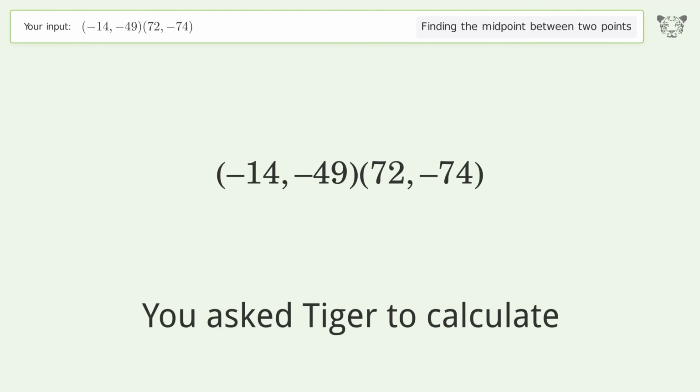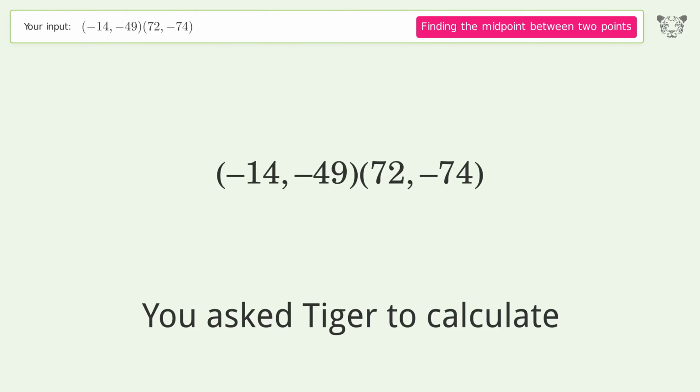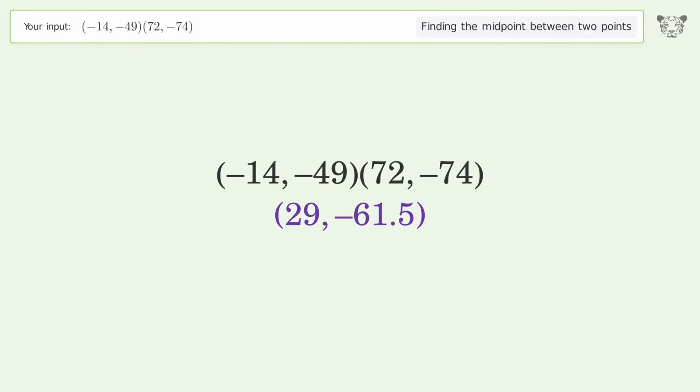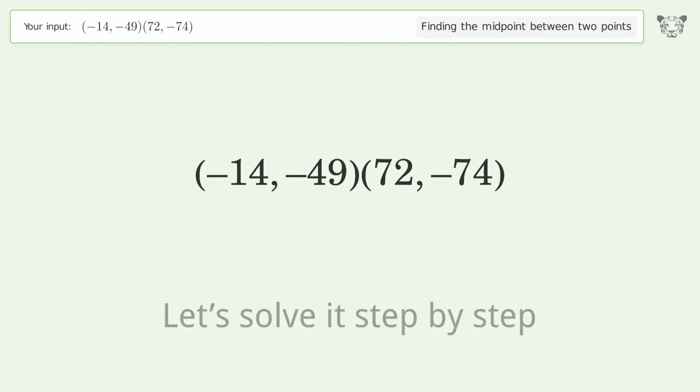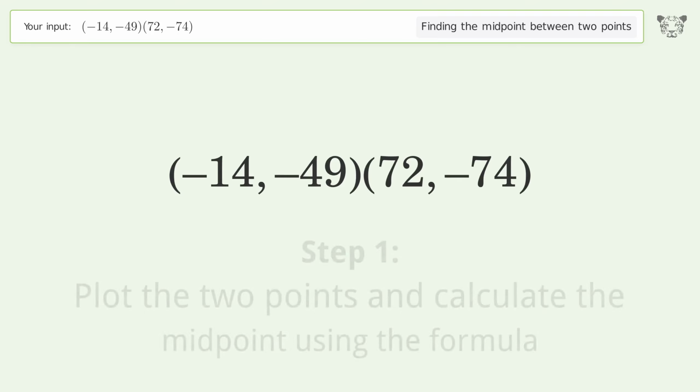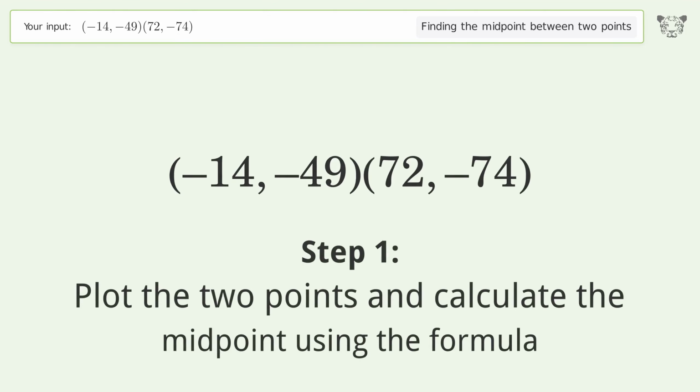You ask Tiger to calculate. This deals with finding the midpoint between 2 points. The midpoint between the 2 points is 29, negative 61.5. Let's solve it step by step. Plot the 2 points and calculate the midpoint using the formula.